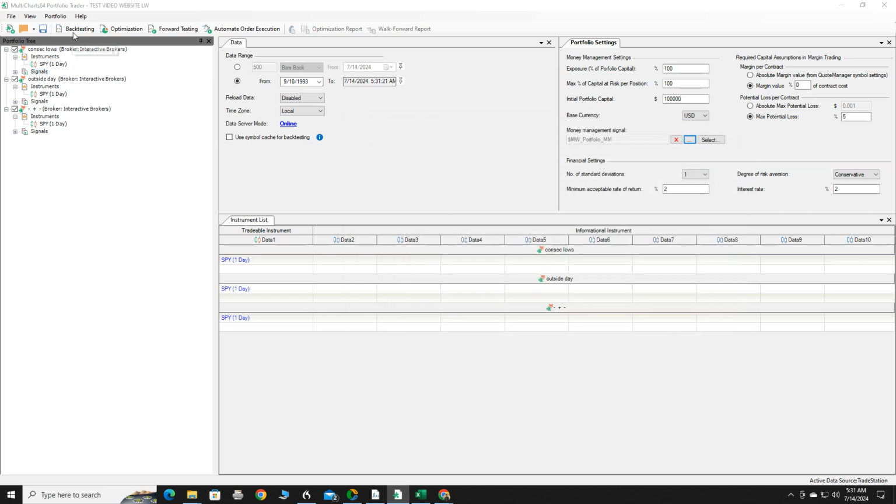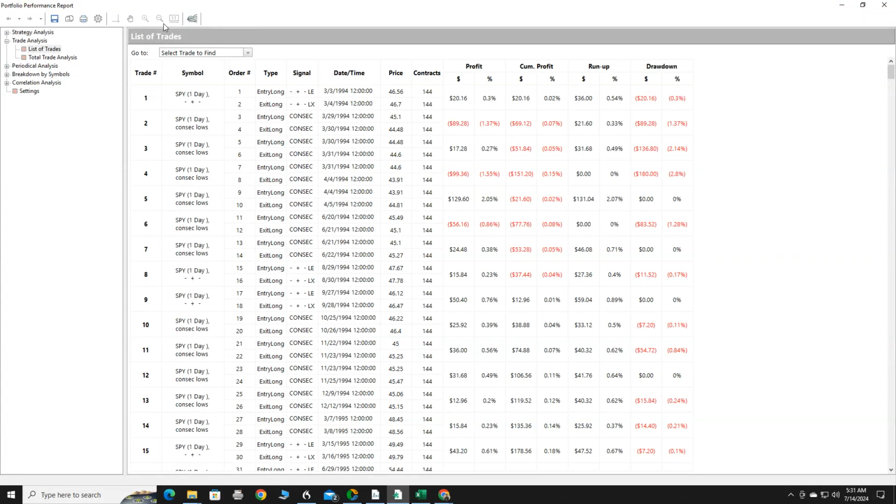I do back test and let that download, and you will see that the portfolio will now be trading a base position of 144 shares, in this particular case of the SPY ETF in the S&P 500. Okay, as that finishes downloading, we want to look at the trade by trade analysis, and you see we're back to 144 shares.